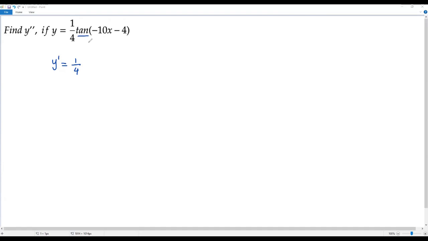So when I find the derivative of this tan, what do I get? For that, let me write it over here. The derivative of tangent x is secant squared x. So to get the derivative of tangent of (-10x - 4), I have to write secant squared of (-10x - 4). So far I got the derivative only for the tangent. By chain rule, I have to do a further derivative for this (-10x - 4).